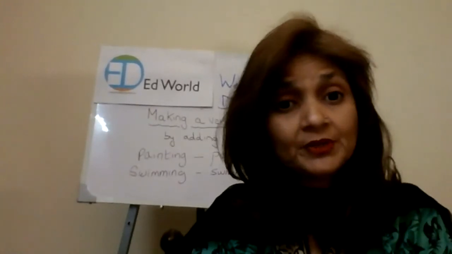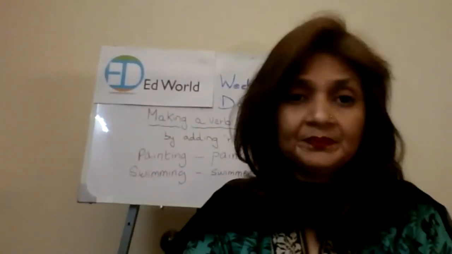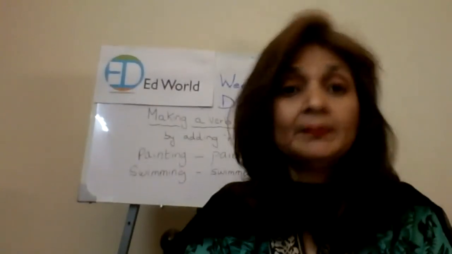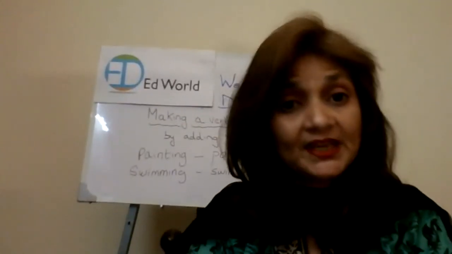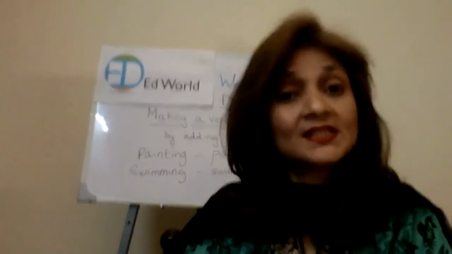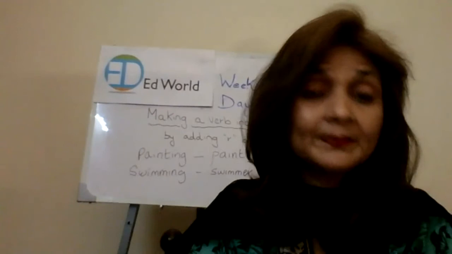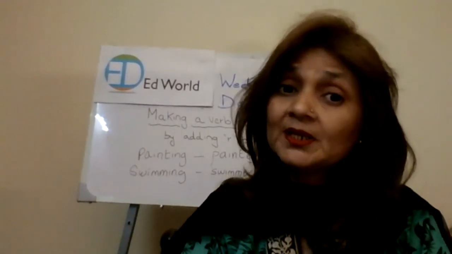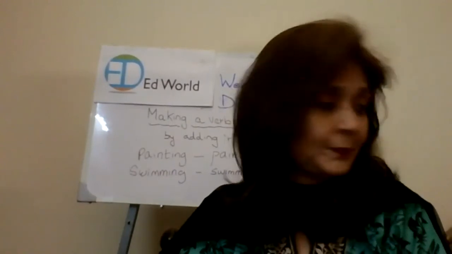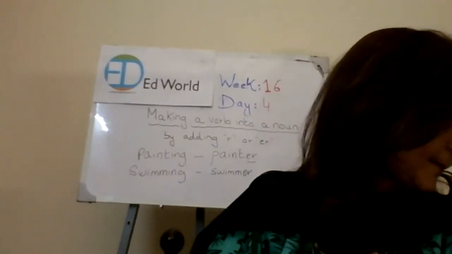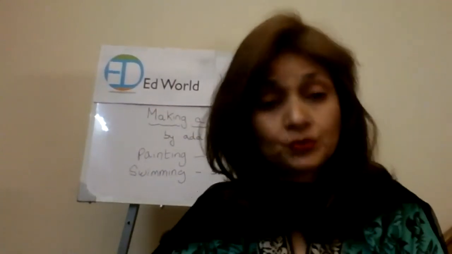How to make verb into noun? By adding er. Now, as you have done, drive will become driver. Farm will become farmer. Paint will become painter. Sing will become singer. Dance will become dancer. Write will become writer. Read will become reader. Swim will become swimmer.